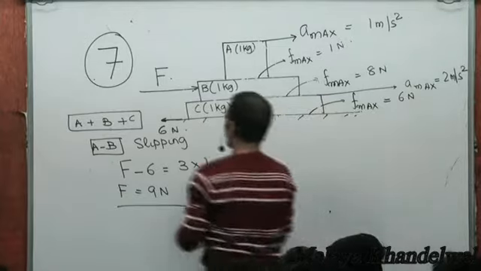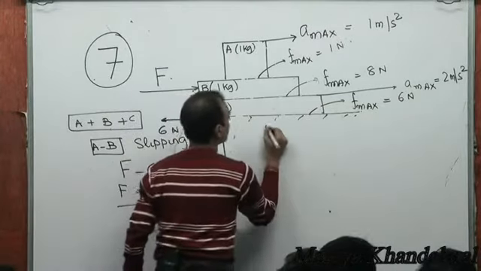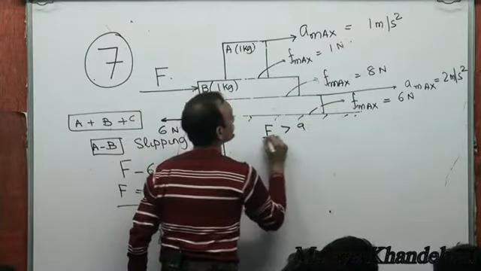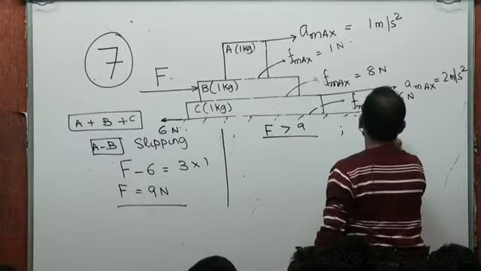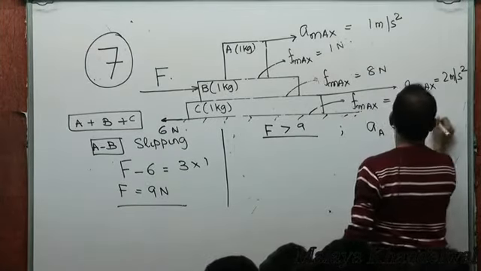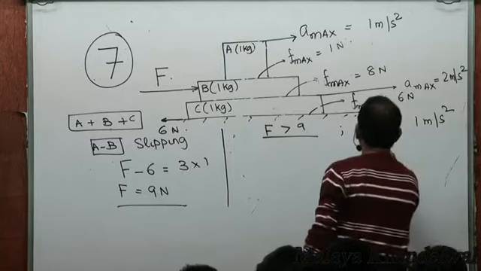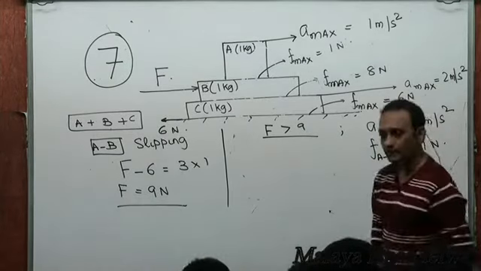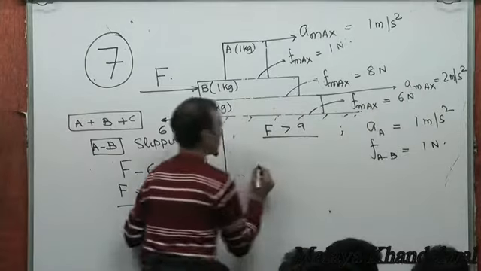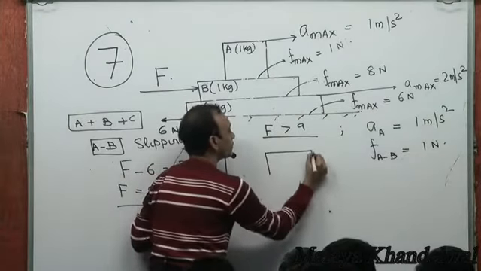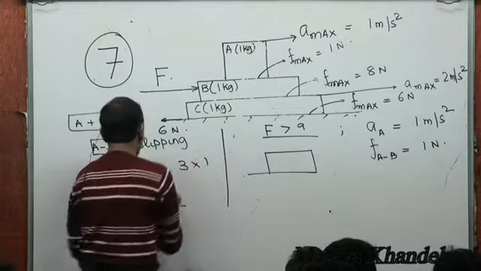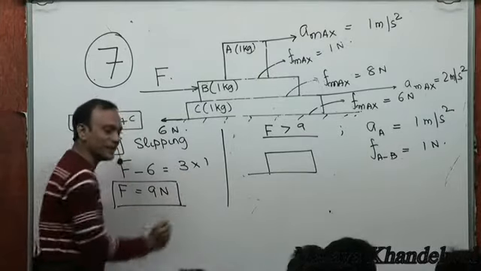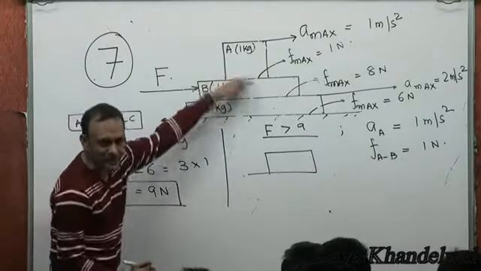Now, F greater than 9 newtons. Acceleration of A remains 1 meter per second squared. Frictional force between A and B will remain 1 newton, right? Now, B and C. Let's see. So F equal to 9 is one magic number. There is a magic number for B and C now.